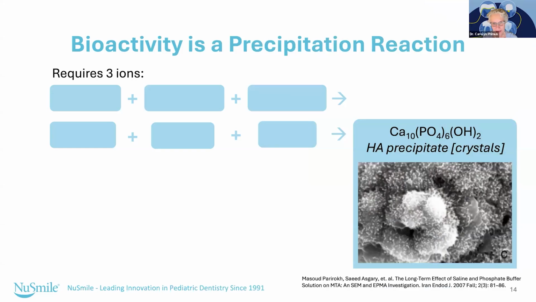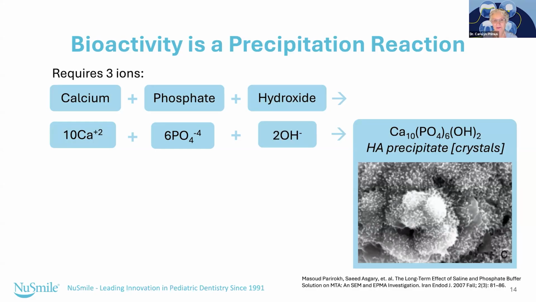To get bioactivity, you've got to have 3 ions, and that's calcium, phosphate, and hydroxide ions. The phosphate comes from body fluids. The bioactive material has to supply the calcium and the hydroxide. And then again, you get these precipitates that look like little flowers on the surface.